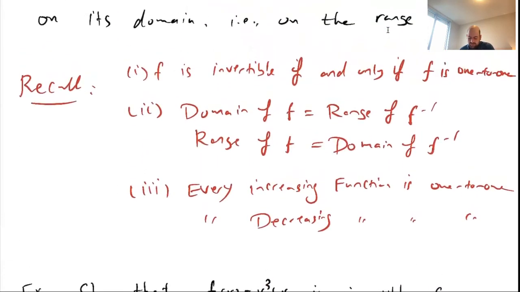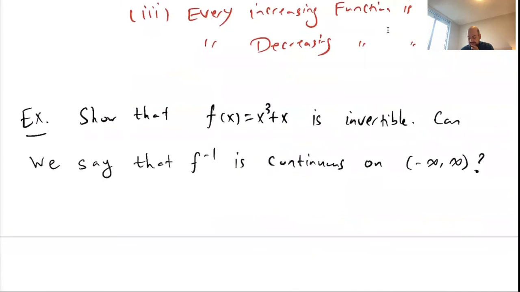So invertible means 1-to-1, according to the first remark. To show that the function is 1-to-1, of course, you can use the original definition of 1-to-1, which says if f of a is equal to f of b, then a is equal to b for every points a and b in the domain of f. So that's one way to show that a function is 1-to-1, but you can also use these properties or theorems that, for example, if you have an increasing function, then the function will be automatically 1-to-1, or if you have a decreasing function, it will be automatically 1-to-1.